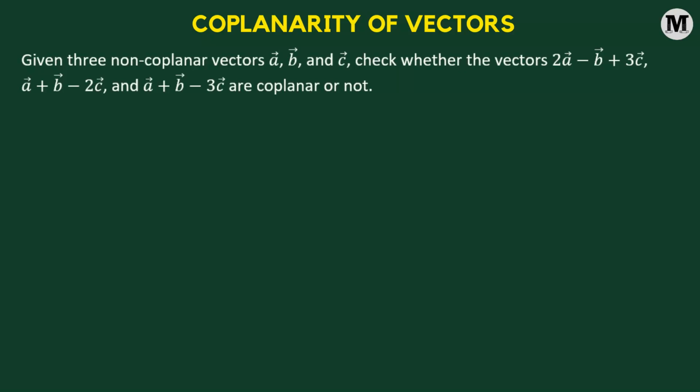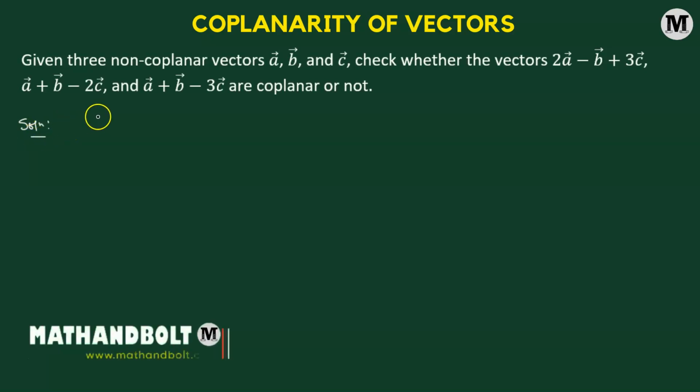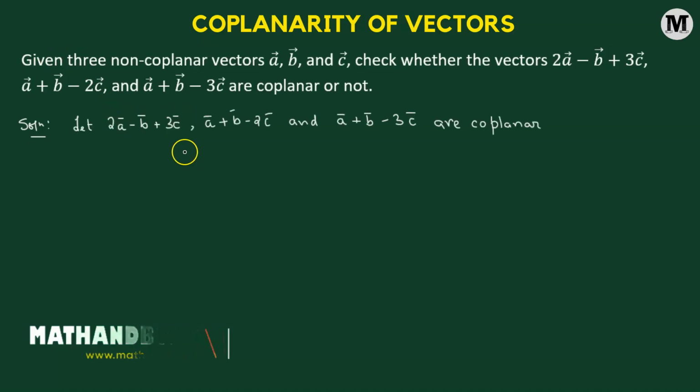Given three non-coplanar vectors A, B, and C, we need to check whether the following three vectors are coplanar or not. Okay, let us begin. Now, we begin by assuming that these three vectors are coplanar. And if they are coplanar, then it is true that if we take any one of the vectors, it can always be expressed as a linear combination of the other two vectors.